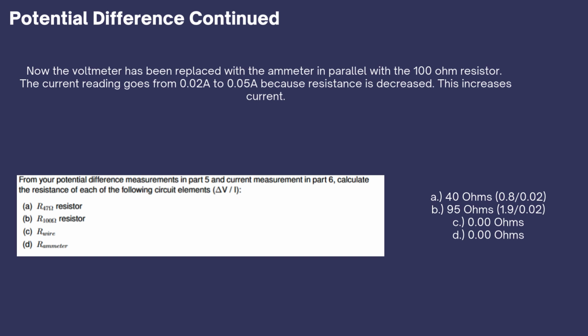For the 47 ohm resistor, we got 40 ohms. For the 100 ohm resistor, it was 95 ohms. And then R of wire and R of ammeter were both 0. We found parts A and B by doing 0.8 divided by 0.02 and then 1.9 divided by 0.02, which are values we found previously.